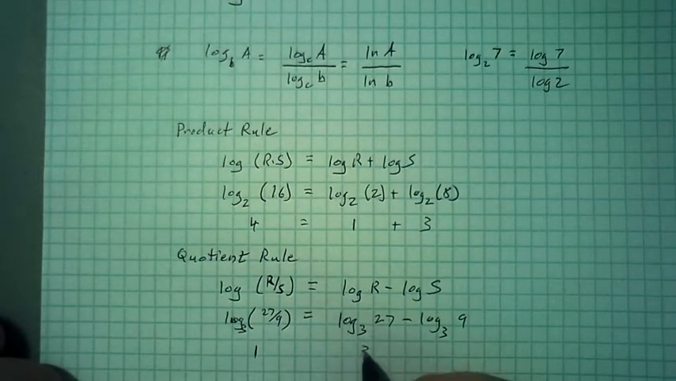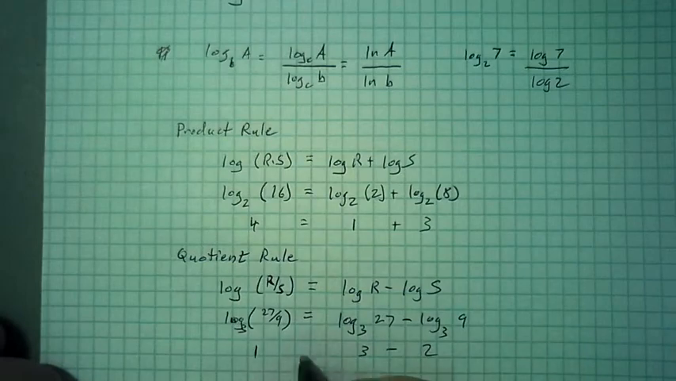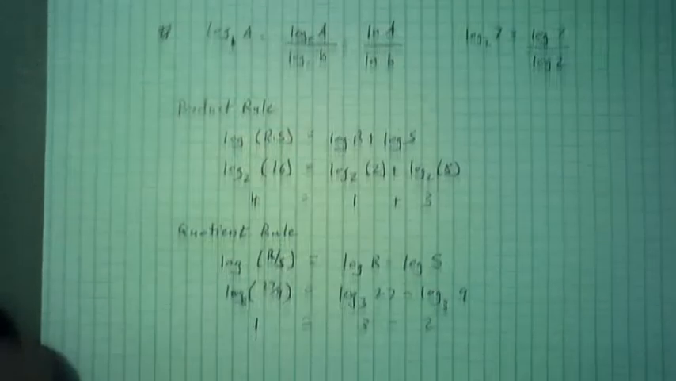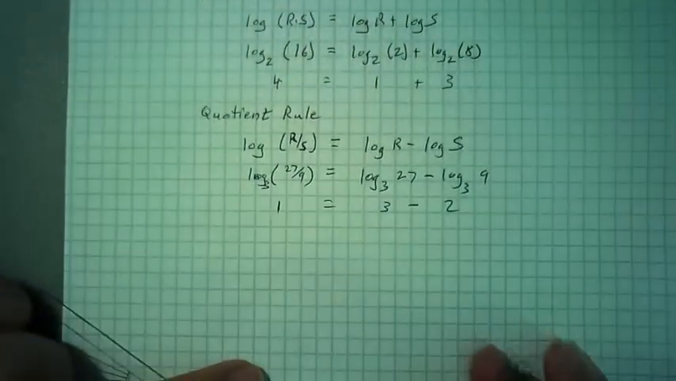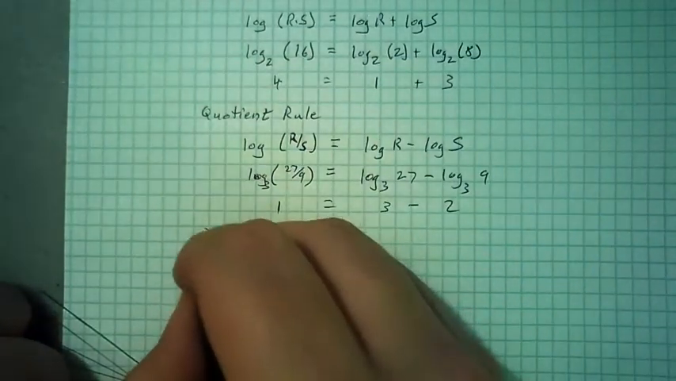3 to the third power is 27. 3 to the second power is 9. 3 minus 2 is 1. That's the quotient rule. The third rule is the power rule.